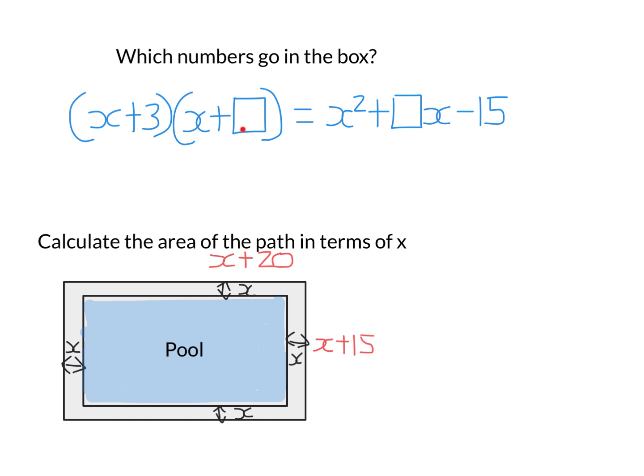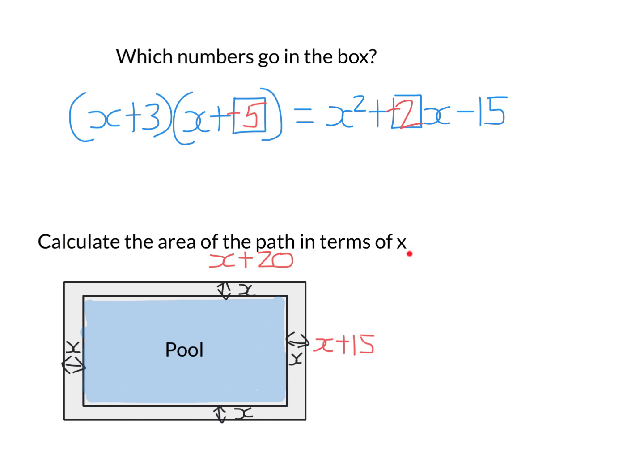So 3 times what is -15? Well, that's just going to be -15 divided by 3. What goes in here has to be -5 because 3 times -5 is -15. So if I were to go through and do FOIL and expand this, we'd find that the number in front of x here would be 3 plus -5, which is -2. So I'm done. All right, let's look at a harder question here.